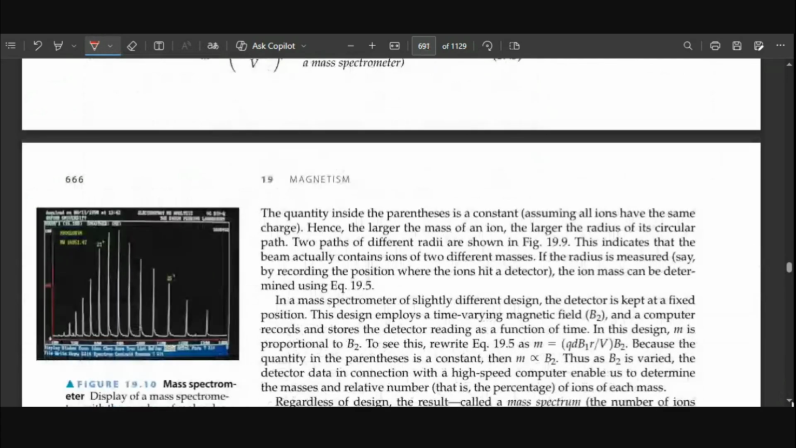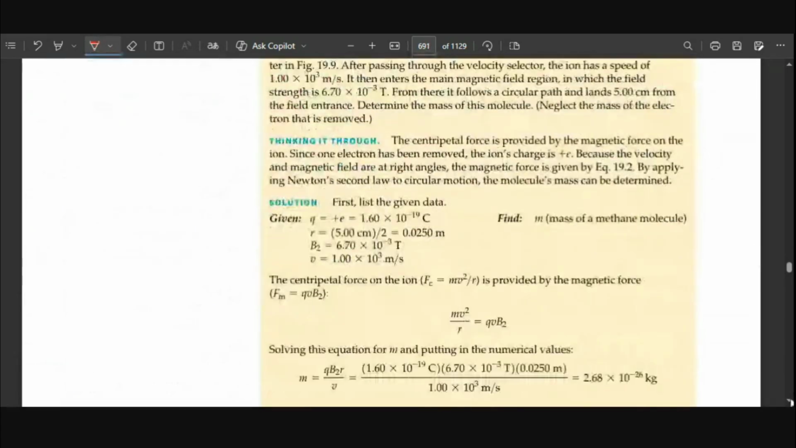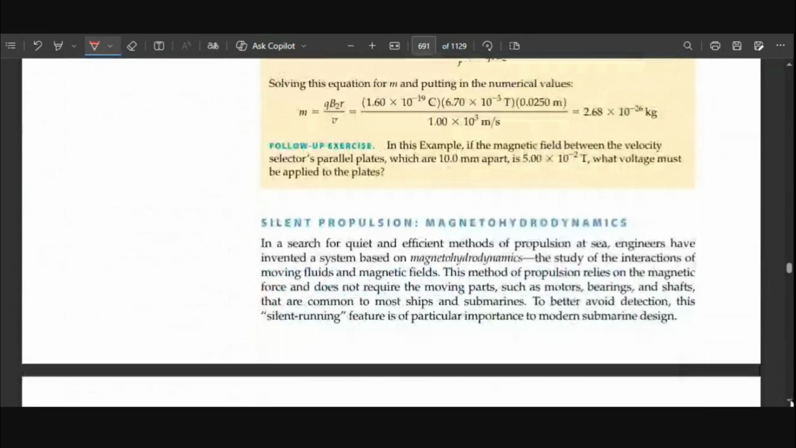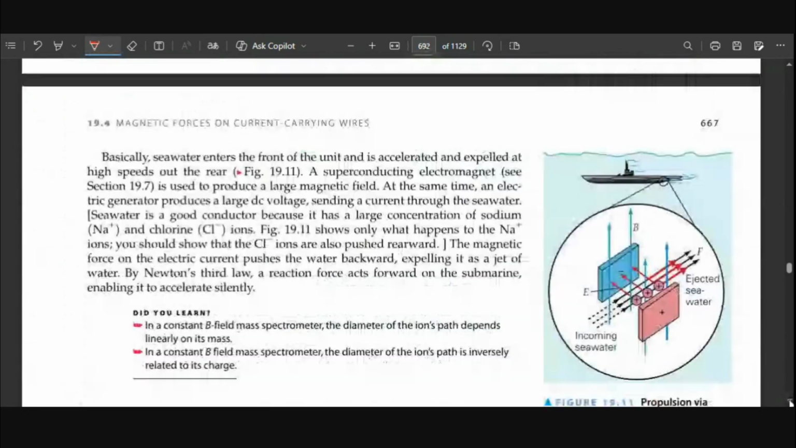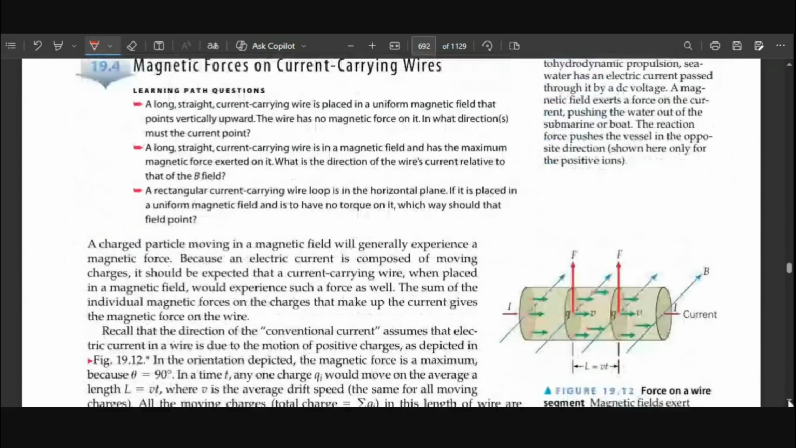Similarly, we do have different things here. You can also calculate the mass of a molecule in a mass spectrometer based upon that relation only. Now let us just talk about what is the magnetic force acting due to a wire carrying current.